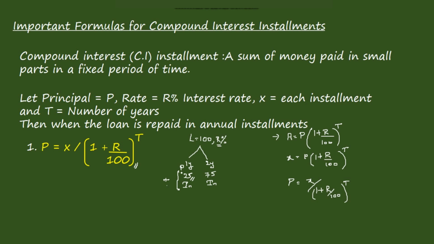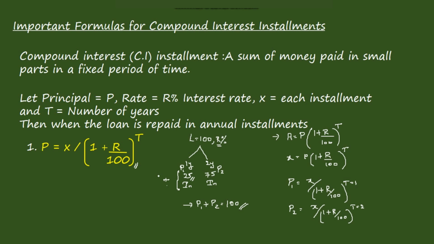If you consider the first year payment as P1, then we get this formula. Similarly, there would be a payment for the second year also. If you consider this as P2, then P2 is equal to X by 1 plus R by 100 whole power t. Here t varies: for the first year t is equal to 1, and t is equal to 2 for the second year. But we know that P1 plus P2 is equal to 100. By knowing this, we can solve any type of problem.